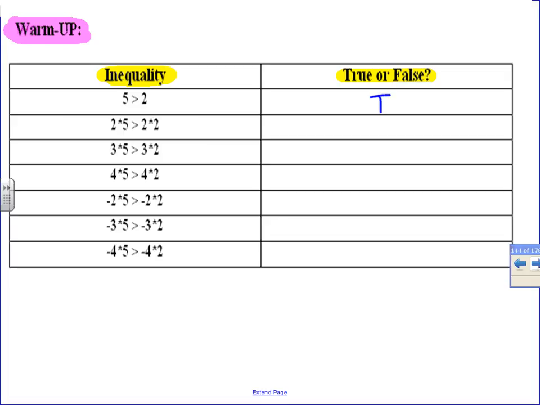Okay, the second one, Adam. Good. The third one, Zach. Good. The fourth one, Briar. Good. The fifth one, Annalise. Good. Sixth one, Mary. Good. Charles, the last one. Good. All right. Any questions on whether they're true or false? Annalise?